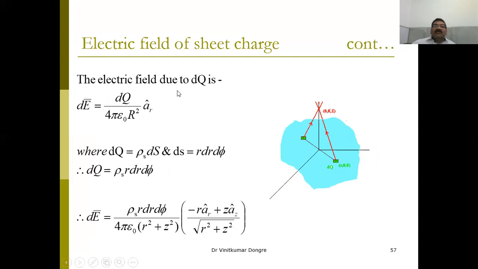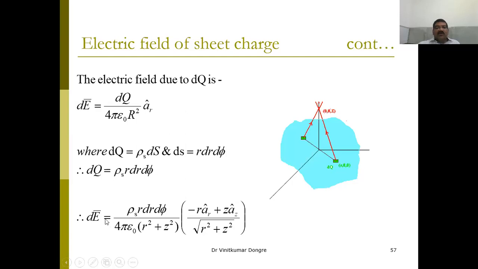So here the electric field due to dq, you use the formula for the point charge where dq is equal to rho s ds. So put the formula rho s ds, and ds equals the integration along the x, and this is in the xy plane. So r dr d phi. Here we are using which coordinate system? Dr d phi. Again, cylindrical coordinate system we are using. Okay, so dq equals rho s r dr d phi.